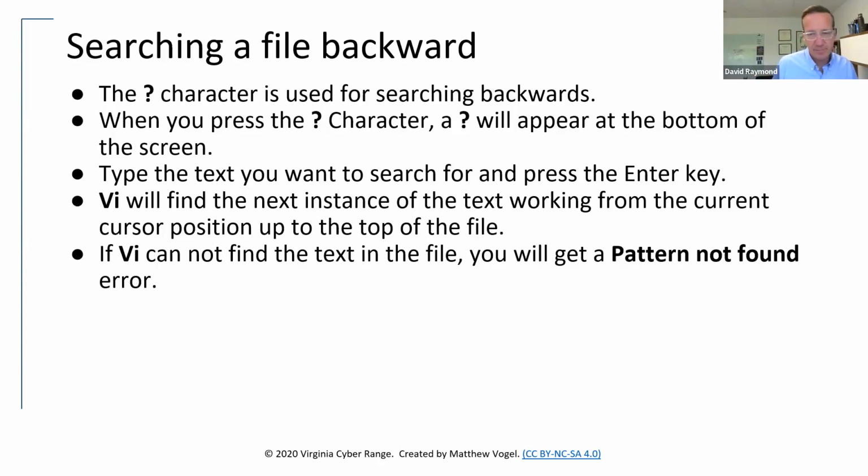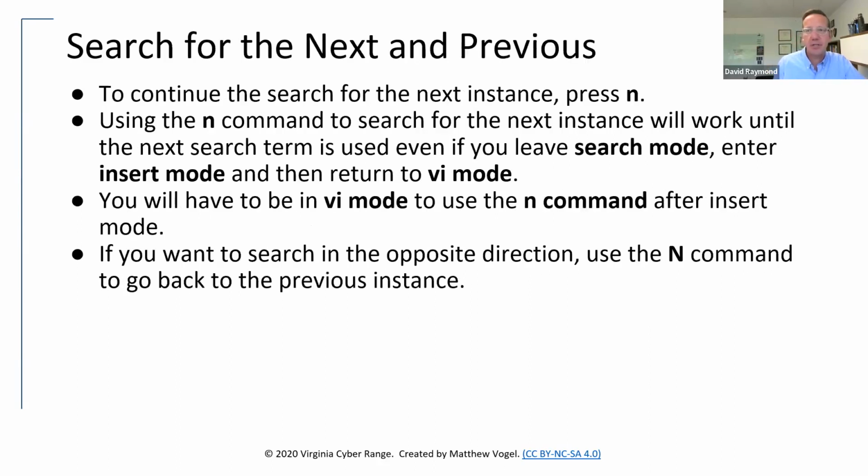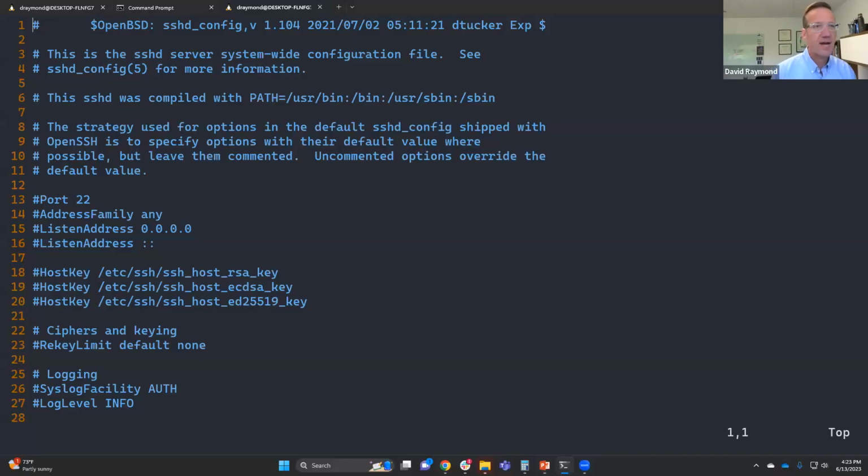But if you have a sense of where you are in the file and where what you're looking for is, then the question mark will get you closer to where you want to be more quickly. And then you can press N to do subsequent searches for the same term, right? So you don't have to search again. Here, I'll show an example. Go up to the top of this file.